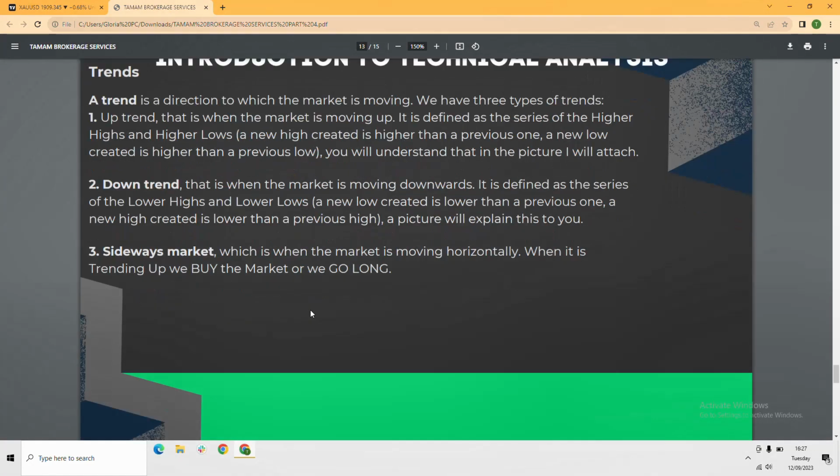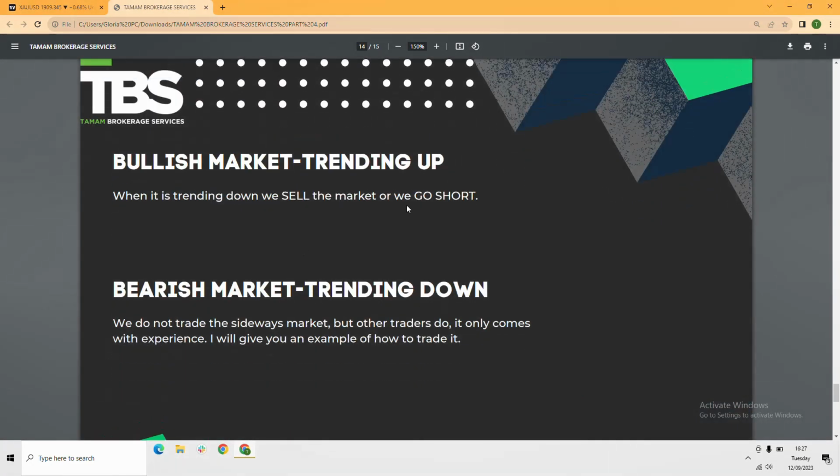So if we proceed, just a few more understandings within that overall concept of technical analysis. We do have a bullish market, the kind of market that's trending up. When it's trending up, we buy the market or we go long. Then we have a bearish market trending down. When it's trending down, we sell the market or we go short. We do not trade the sideways market, but other traders do. It only comes with experience.